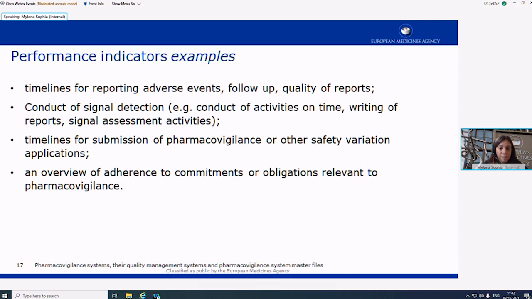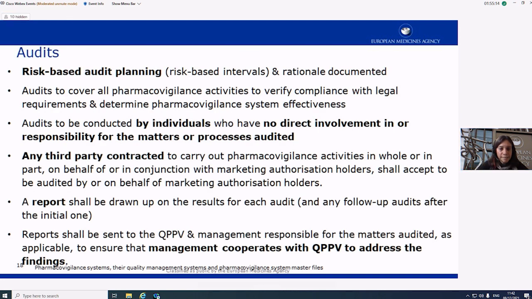Updates of the product information when you have safety information to include. And then you also need to think of any other commitments or obligations you may have. And then in this case, you may consider also having performance indicators for those. In the next one. Now, audit. So this is again a tool for you to verify how you are doing and drive continuous improvement.